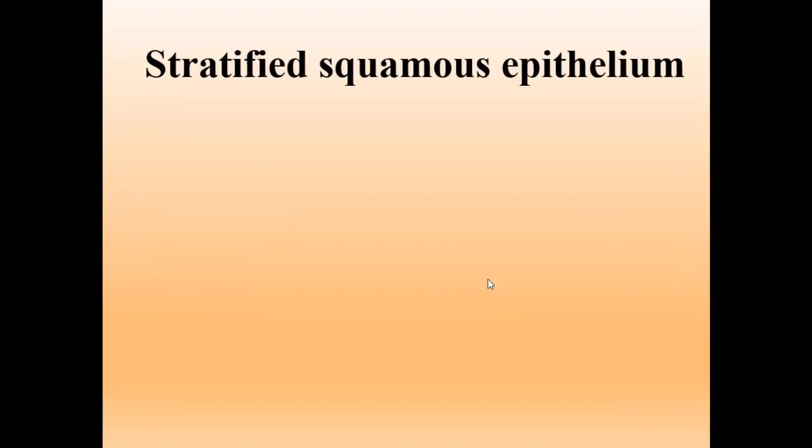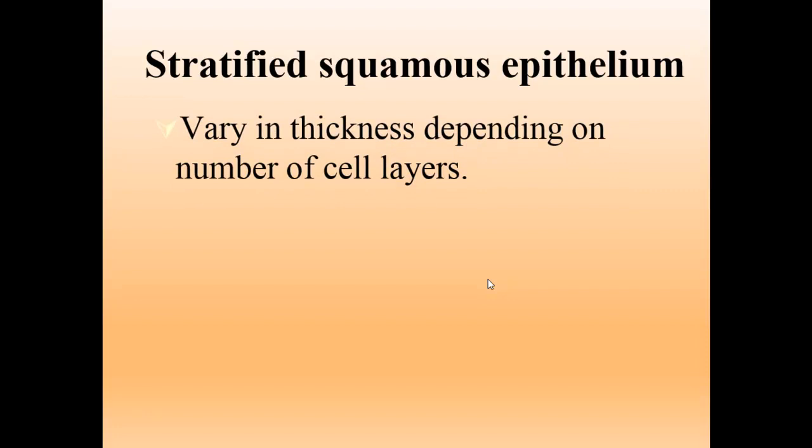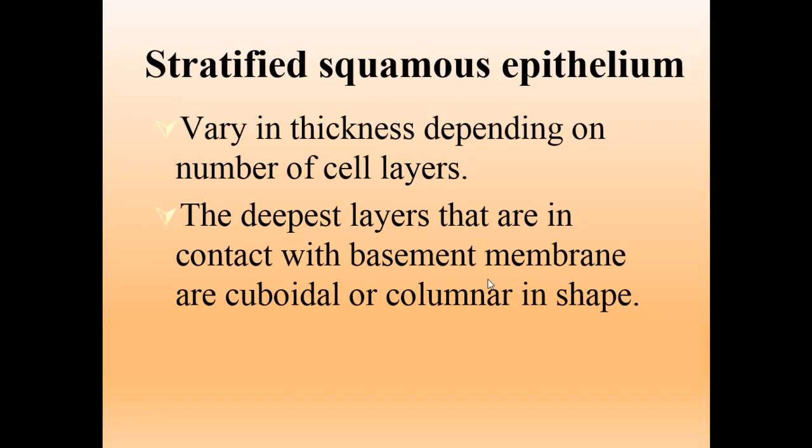Okay, let us go into business, and we start with a very important type of epithelia, stratified squamous epithelia, definitely because it covers the surface of our body. The thickness of this epithelium will vary depending on the number of layers. If you have 10, it's not like if you have 60. If it is formed of layers, the layers which are deep, so close to the basement membrane, are usually not squamous. I draw your attention to this point.